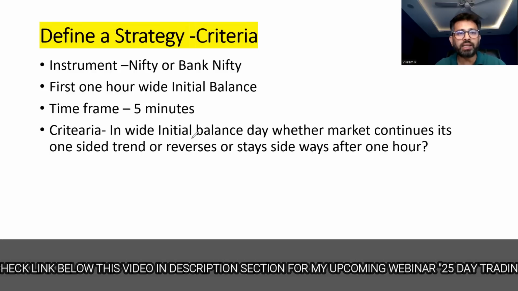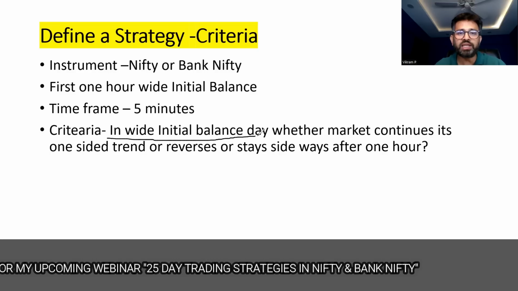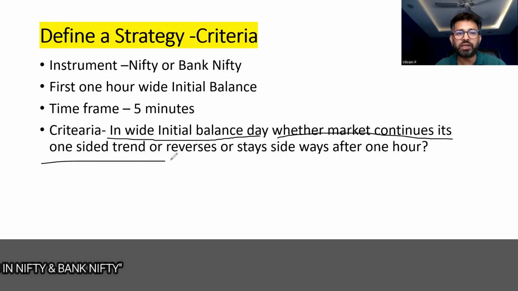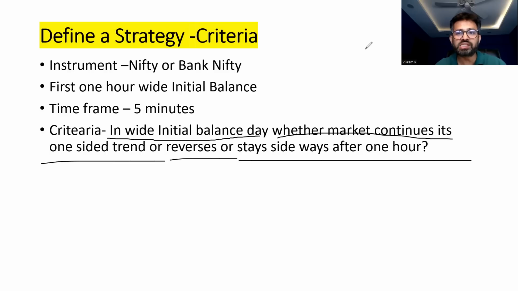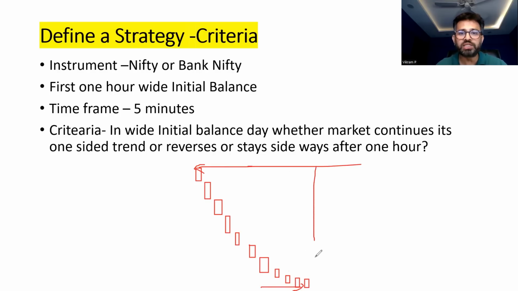And what is the criteria in this strategy? What did I actually want to see? I wanted to see, on a wide initial balance day, whether the market continues its one-sided trend, reverses, or stays sideways after 1 hour. So I will make it much clearer for all of you. That means the 9:15 candle is the first 5 minute candle. After that, the next 12 candles make the first 1 hour time frame. It opened here and at the 12th candle it closed here. So that is the candidate for a wide initial balance.